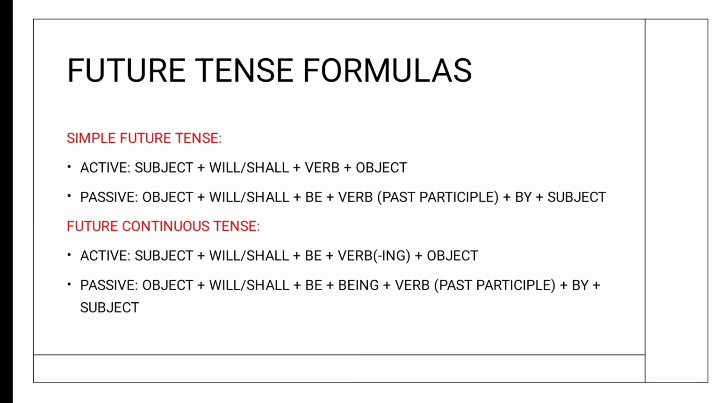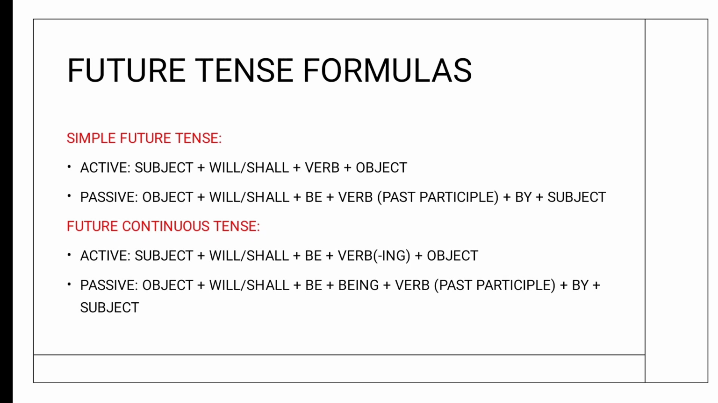Future continuous tense. So what is the normal active form of the future continuous tense? That is subject plus will be or shall be. Okay. In active voice itself we get will be or shall be as the be form in the future continuous tense. Plus, because it is a continuous tense, what is the form of the verb? It is verb plus ing form plus object.